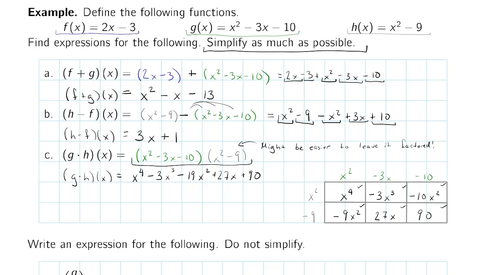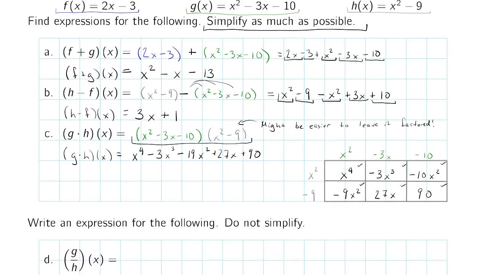Okay, so we just wrote expressions for the sum, difference, and product, but not the quotient. Well, let's see what happens when we try to write an expression for a quotient. We'd like to write an expression for g over h of x. So we'll have a fraction and put g of x in the numerator. That was x squared minus 3x minus 10. Right, this is g of x. And then we'll put h of x in the denominator. That's x squared minus 9.